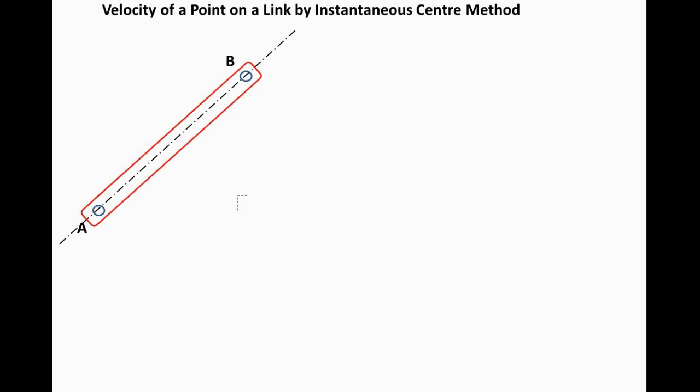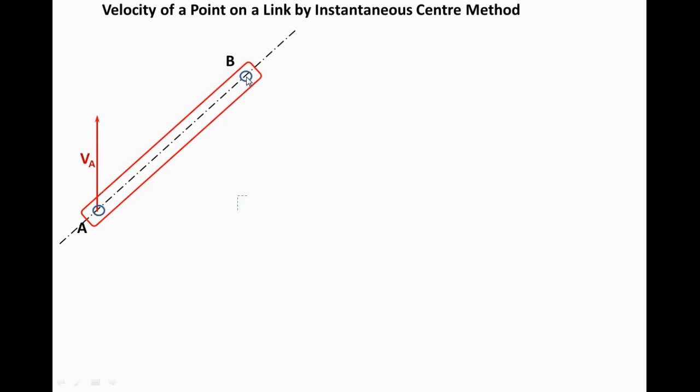Now next, we will see how the velocity of a point on the link is calculated. Again, I am going to consider a link AB. The point A is having a displacement towards the upward side, so obviously it will have the velocity towards the upward side. So VA is the velocity of point A.